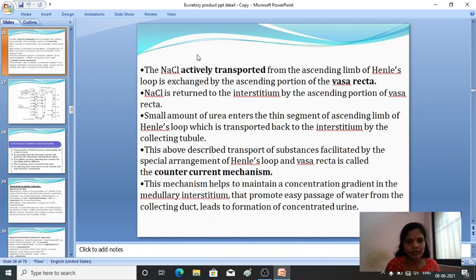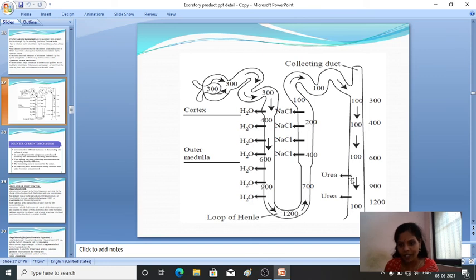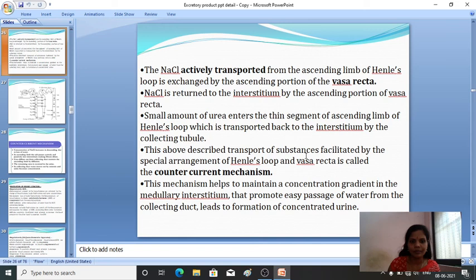So again here, what happens? A small amount of urea enters the thin segment of the ascending limb of the Henle's loop, which is transported back to the interstitium of the collecting tubes.